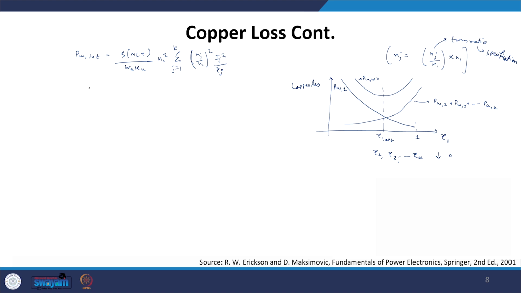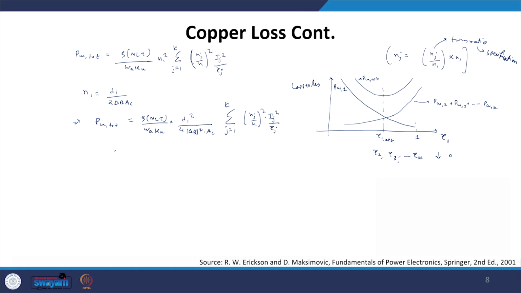With this expression we can now use our maximum flux density expression. That means we can now put N1 to be lambda 1 by 2 delta B AC, and that will give you PCU total equal to rho MLT divided by Wa Ku, times lambda square by 4 delta B square, and the area of cross section of the core, this going into the summation from 1 to K of the turns ratio, which is the specified value given in the specification, times Ij square divided by gamma j.